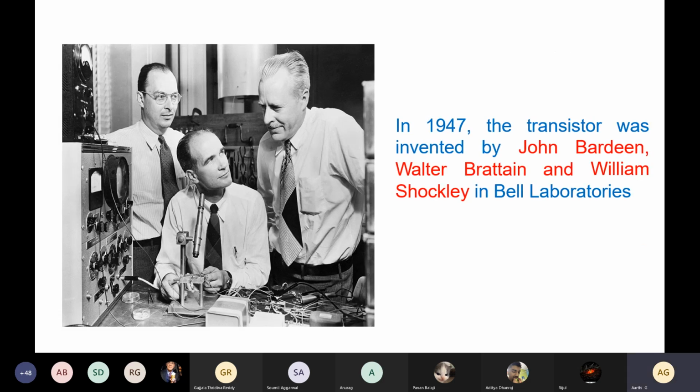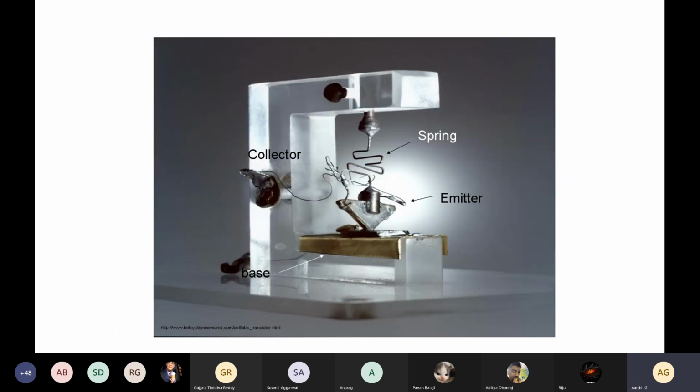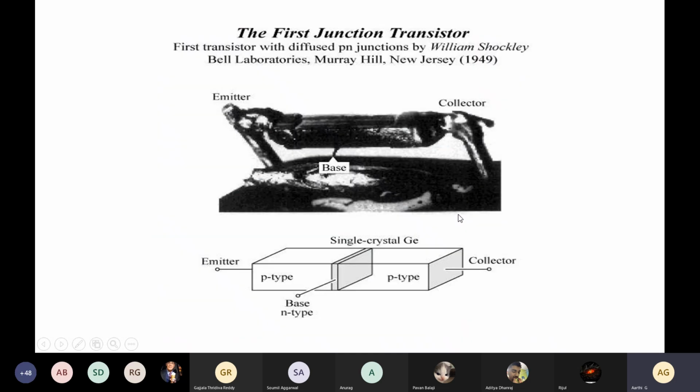The invention was made by John Bardeen, Walter Brattain, and William Shockley at Bell Labs in 1947. So this is the first transistor, how the transistors looked in the initial days. We have the three terminals: emitter, base, and collector. There is a spring kind of attachment here, and this is the arrangement when the transistors were invented. And this is the first junction transistor.